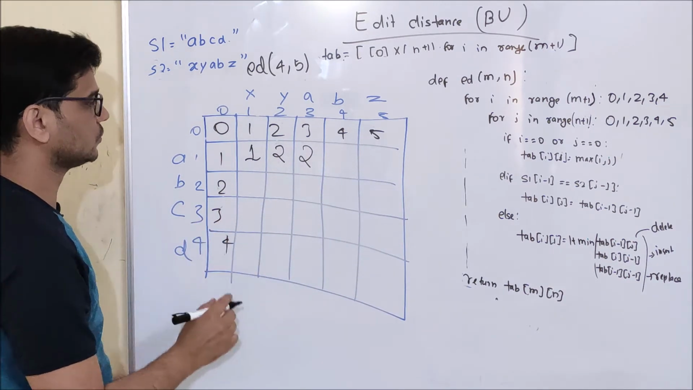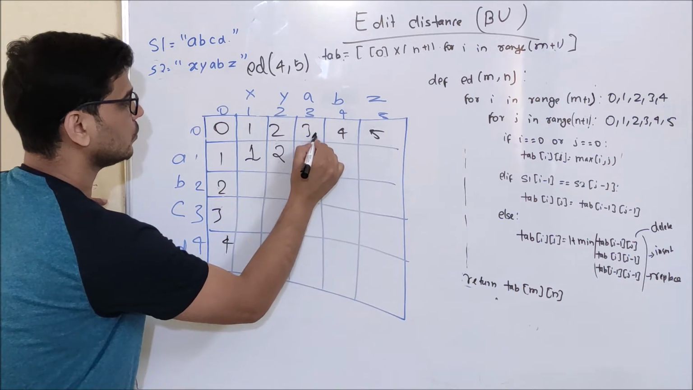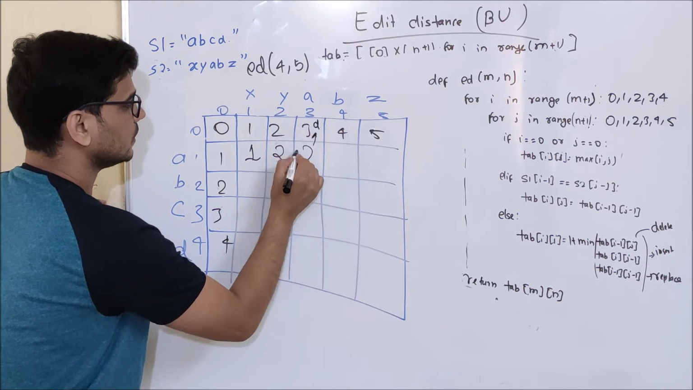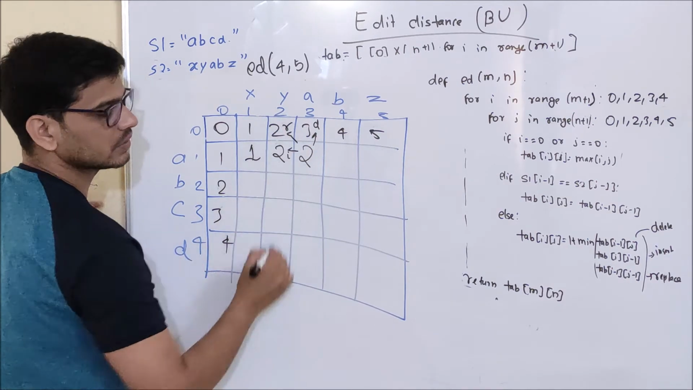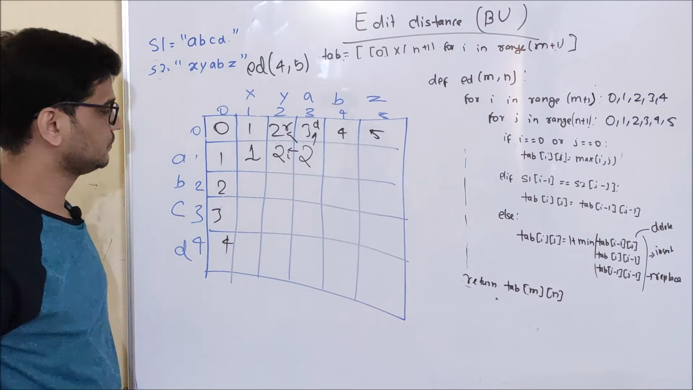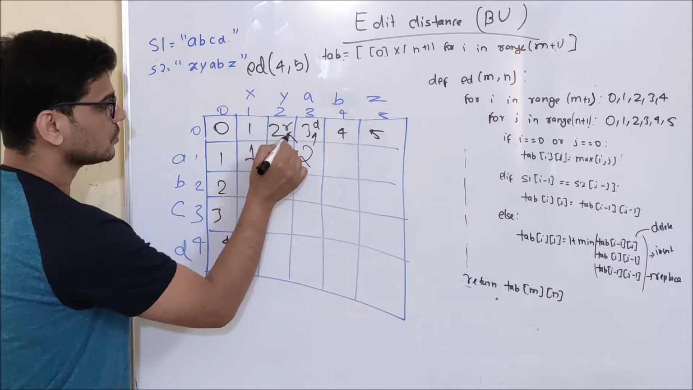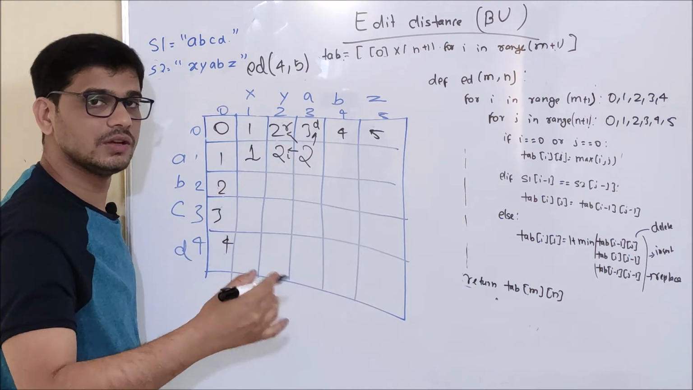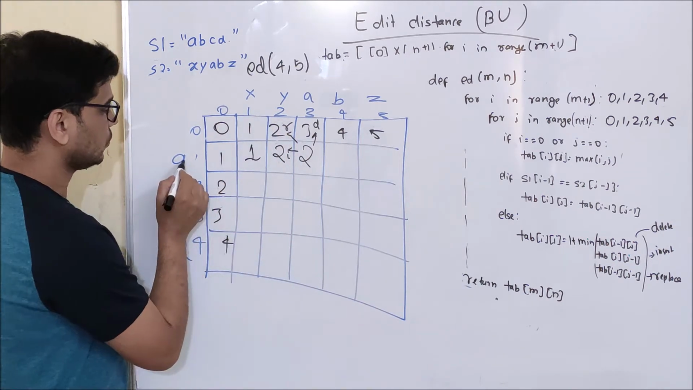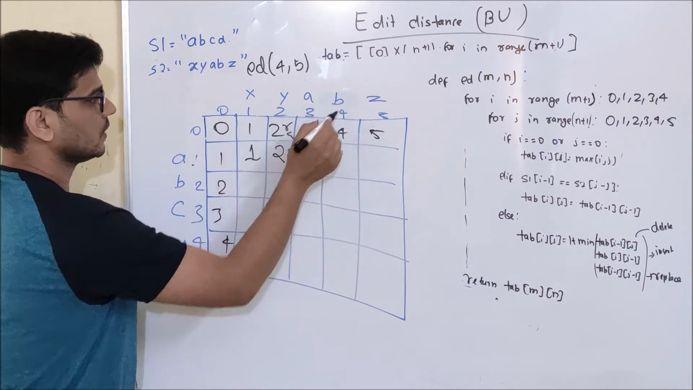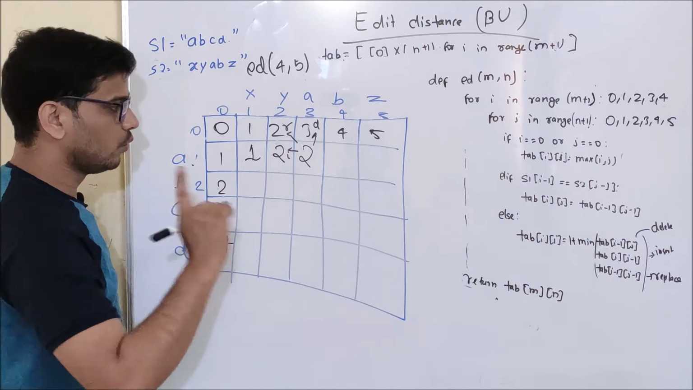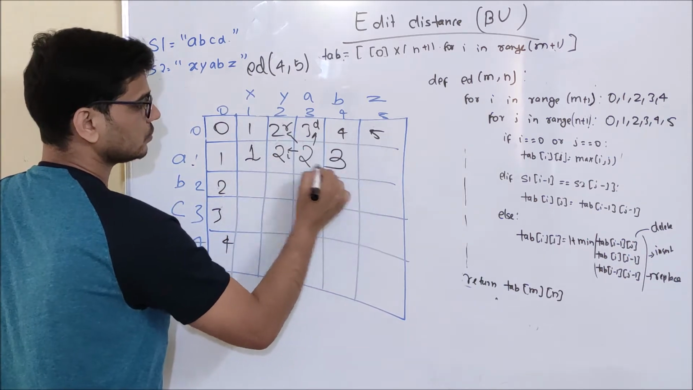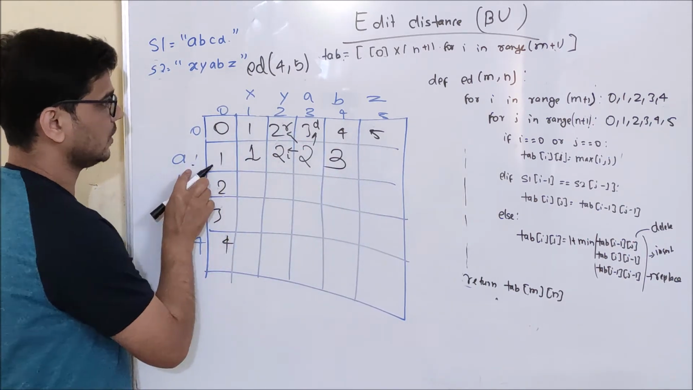One more thing, see, this one denotes deletion, this denotes insertion, and this denotes replace. Okay, replace or either the characters are equal. Okay, now see, AB matching, not matching. So what I am going to do, 1 plus minimum, so it will be 3.